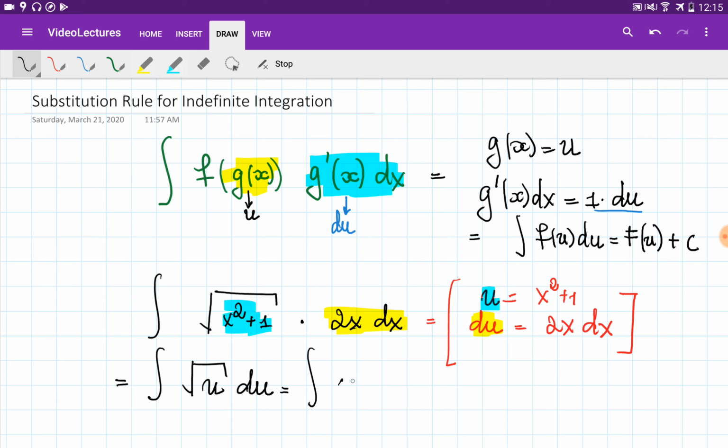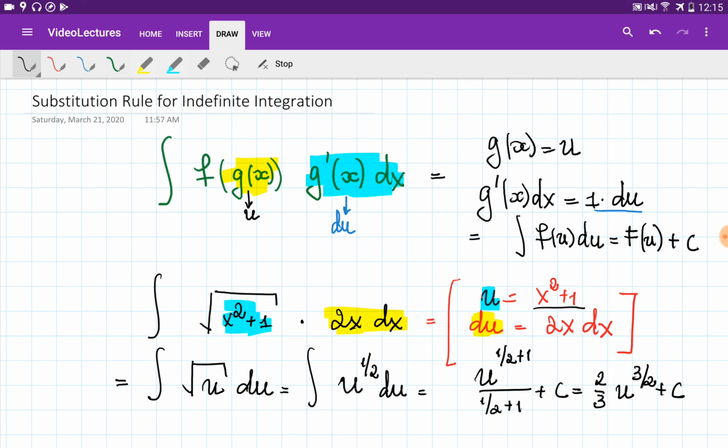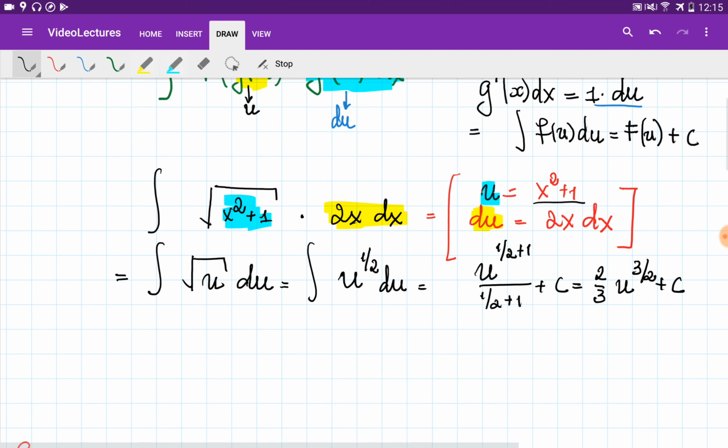It's basically a power function, by the way, u to the power of 1 over 2 du. And we're just using the formula for integrating the power function. It's going to be u to the power of 1 over 2 plus 1, divided by 1 over 2 plus 1, plus some constant c, which is 2 over 3 multiplied by u to the power of 3 over 2 plus the constant. If you want, you can bring x back in here, and you can write this as 2 over 3 multiplied by x squared plus 1 to the power of 3 over 2.